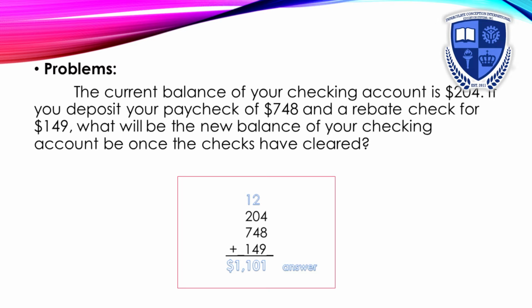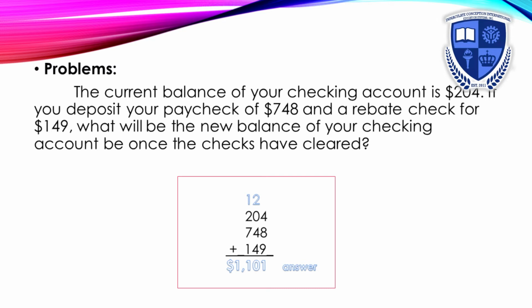For word problems, class, the current balance of your checking account is $204. You deposit your paycheck of $748 and a rebate check for $149. So the question is, what will the new balance of your checking account be once the checks have cleared? So we have $204 in our checking account, and then we add our deposit of $748 and then add a rebate check for $149. So we want to find the sum of these three numbers.